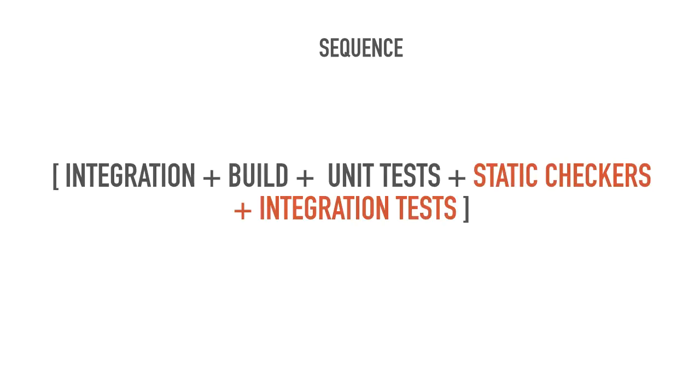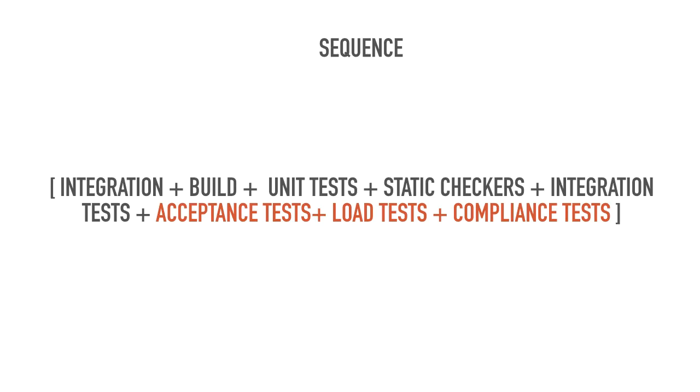So our sequence now becomes, in addition to build and unit tests, we may want to run static checkers, that is static code analysis, integration tests, and we can keep on adding multiple different types of tests to ensure the reliability of our code and increase the confidence when we deploy it in production. Because if we test our code against a realistic load, that would tell us whether there is any bug that would blow out of proportion in production and so on.